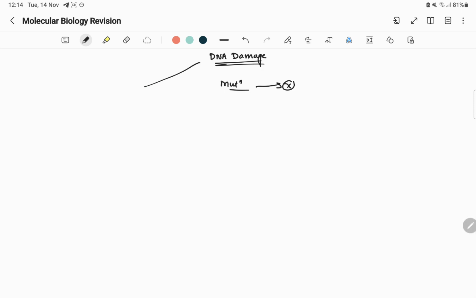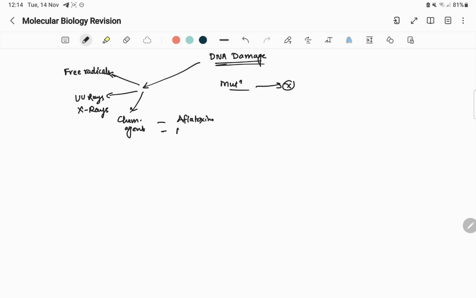About DNA damage, what are the damage-causing agents? Free radicals, and physical agents like UV rays and X-rays. All of these can cause damage. And chemical agents like aflatoxins.